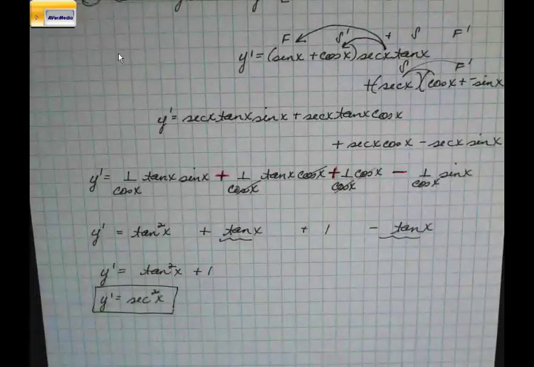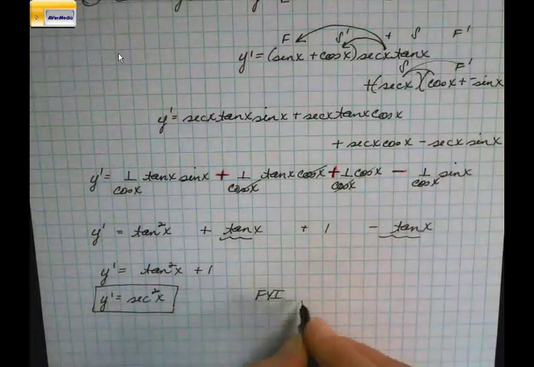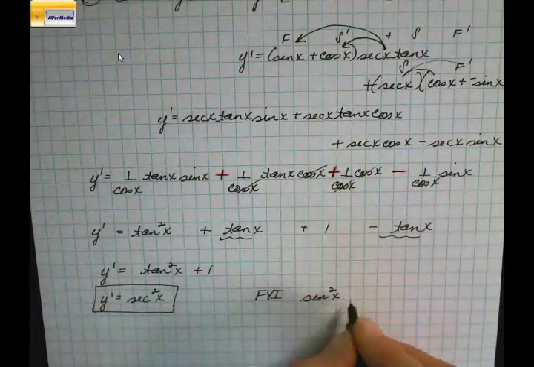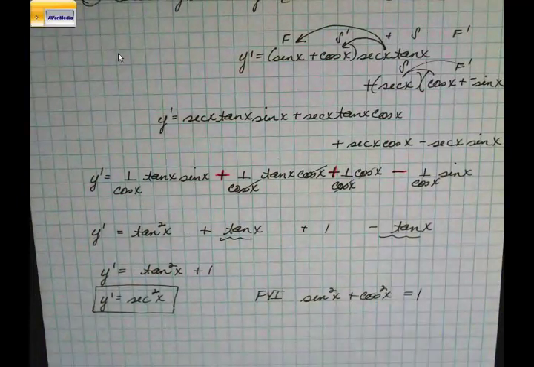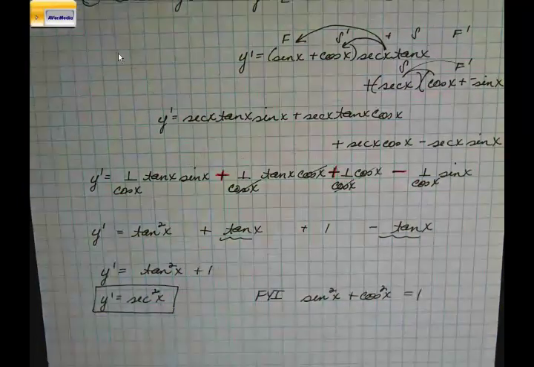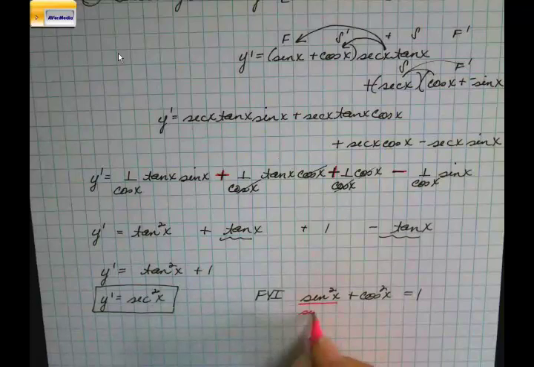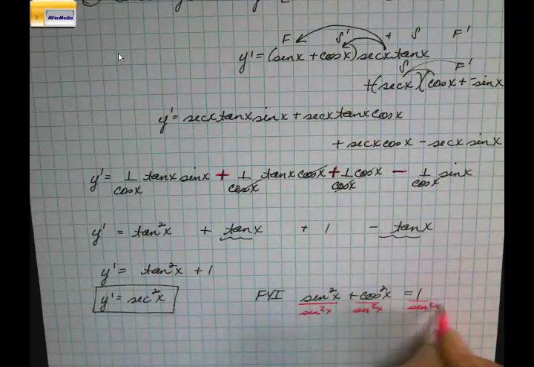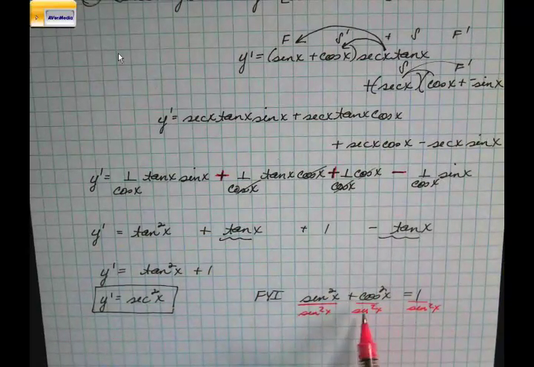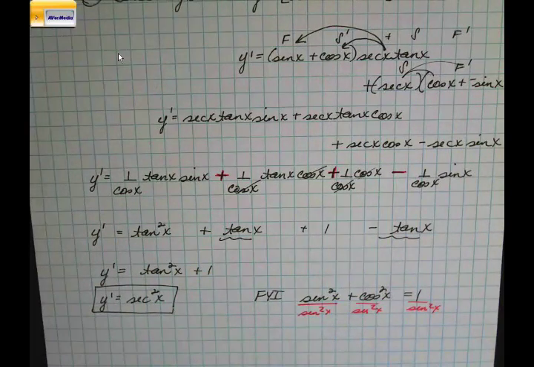Here's a little bit of a trick. You know that sine squared x plus cosine squared x equals 1, right? Well, you have a couple of options here. If you were to divide everything by sine squared x, then this would become what? 1 plus cotan squared x would equal cosecant squared x.